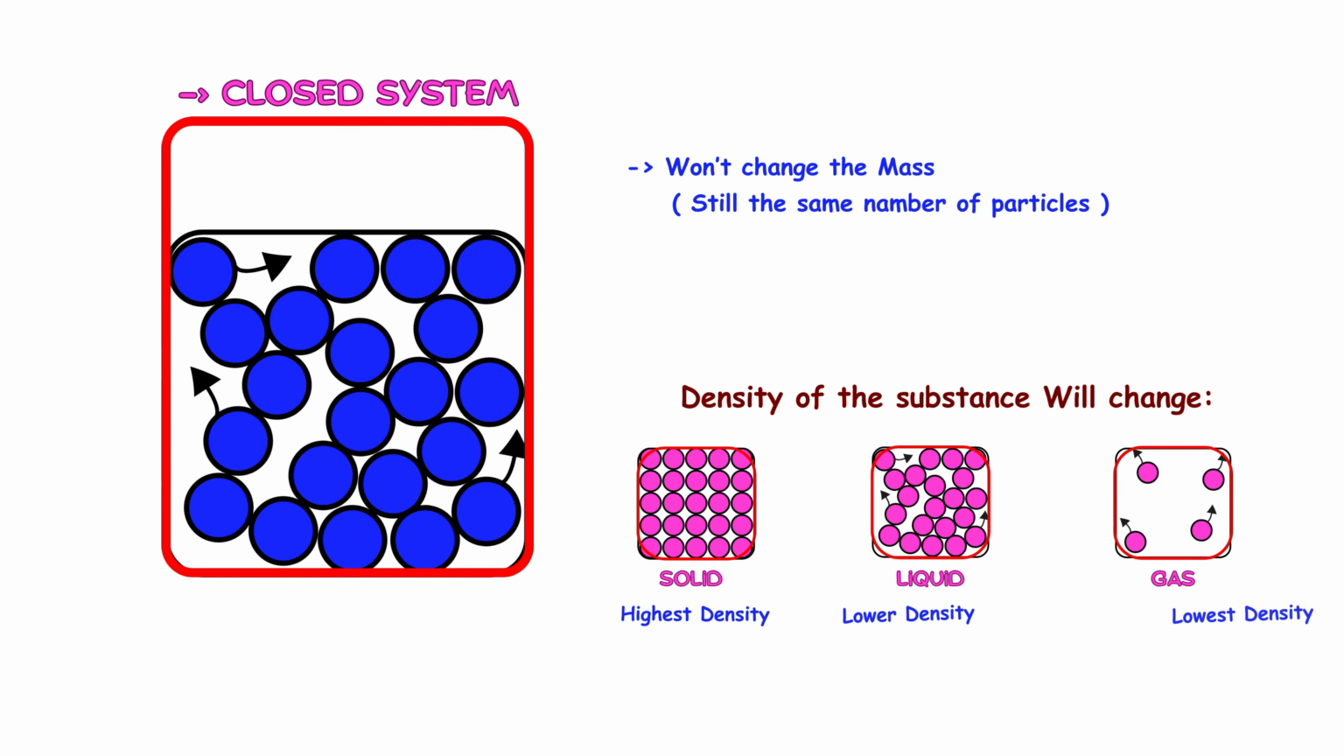One final but crucial point to note is that when these state changes happen in a closed system, the mass of the substance stays the same, because the number of particles doesn't change, only their arrangement and energy levels do. However, the density does change, with solids generally being the most dense, liquids slightly less dense, and gases being the least dense of the three states.